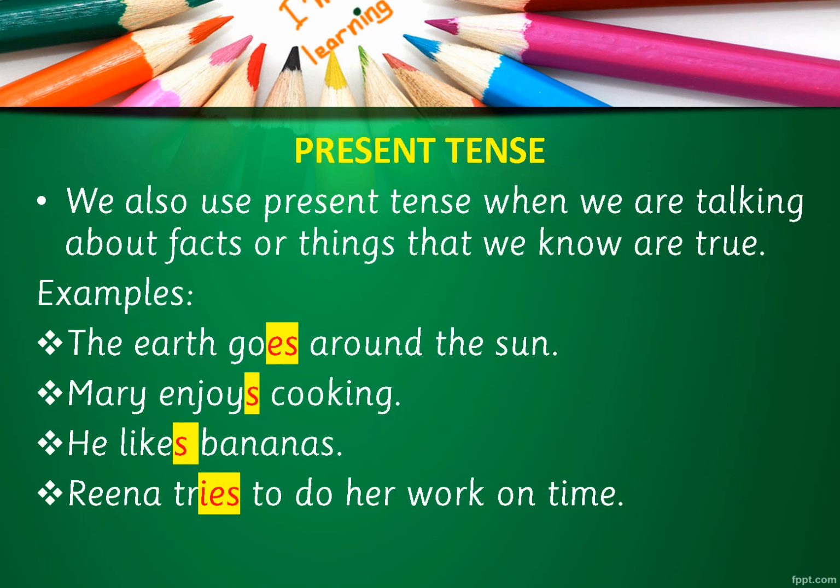We also use simple present tense when we talk about facts or things which are true. For example, the earth goes around the sun. Mary enjoys cooking. He likes bananas. Reena tries to do her work on time.